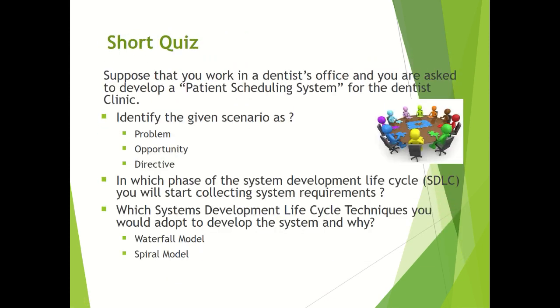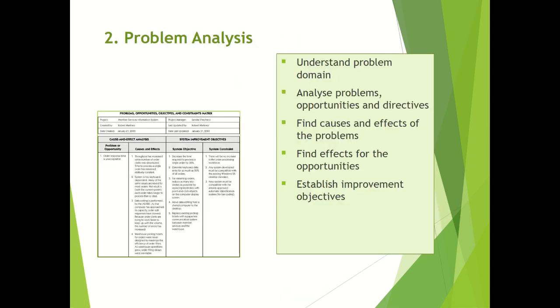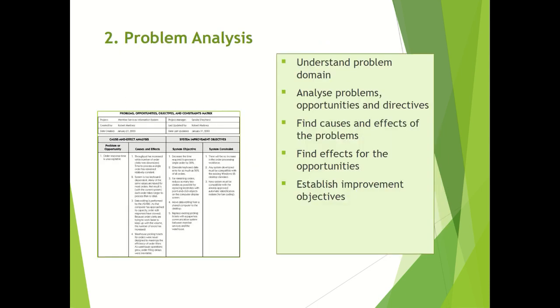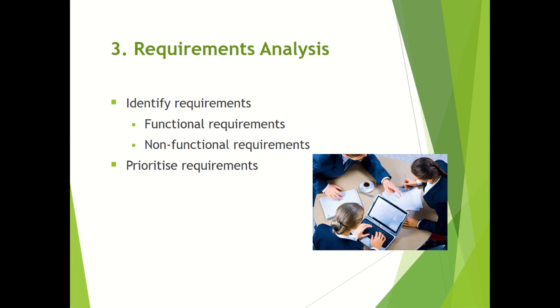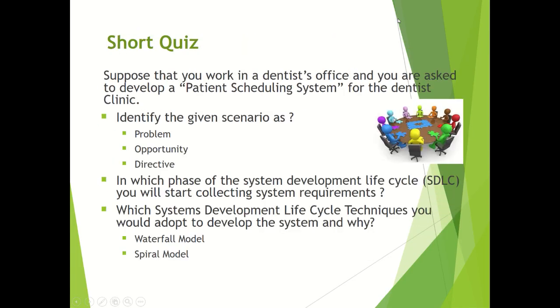And then comes the question of which phase of the system development life cycle you start by collecting the requirements. In the problem analysis phase itself, you will identify all the various requirements. So there is a requirement analysis phase, the requirements gathering phase. And then you need to identify which system development cycle techniques you can adopt.